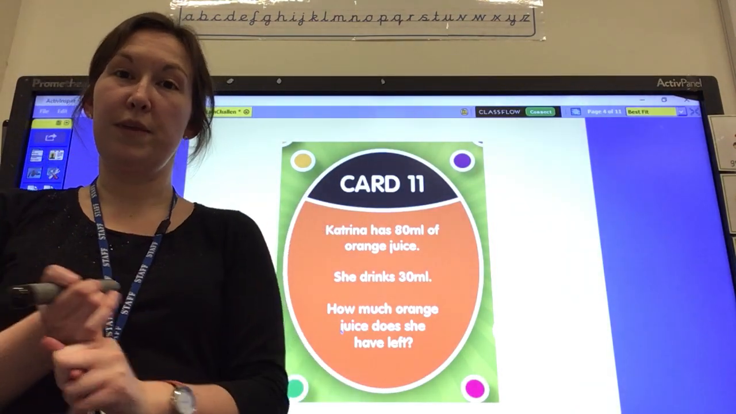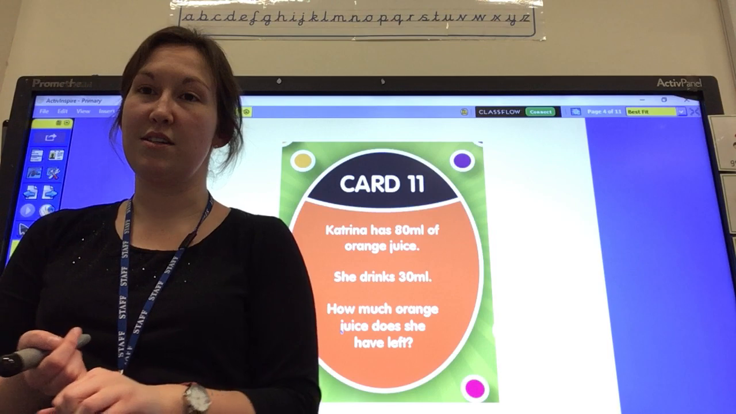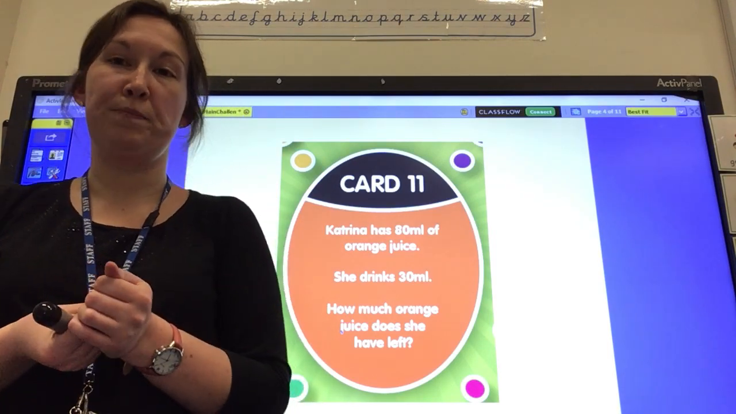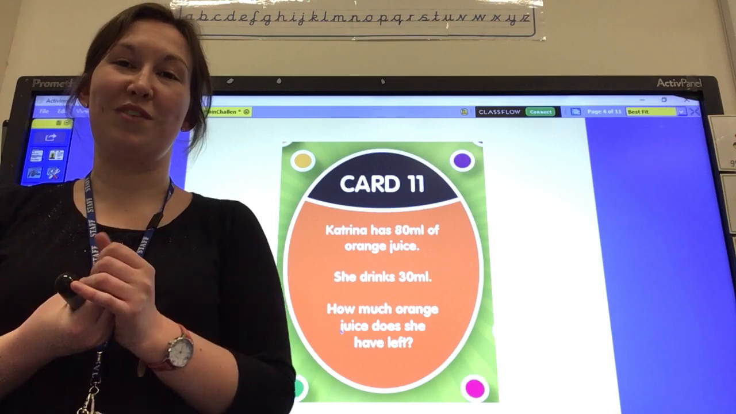How could you show it to me? Could you show it to me on a blank number line? Could you show it to me using your sticks and stones? Do you have another way that you could do it? Can you show me the number sentence that we are doing? So pause your video while you have a go at solving this challenge.